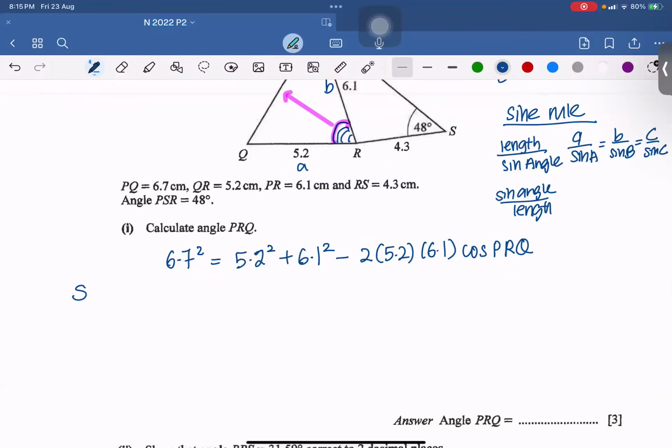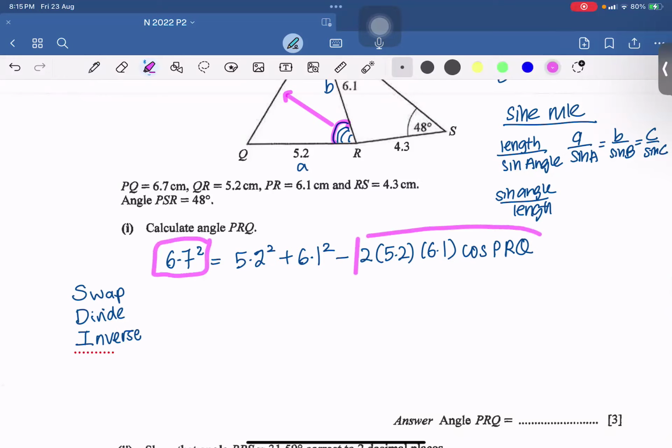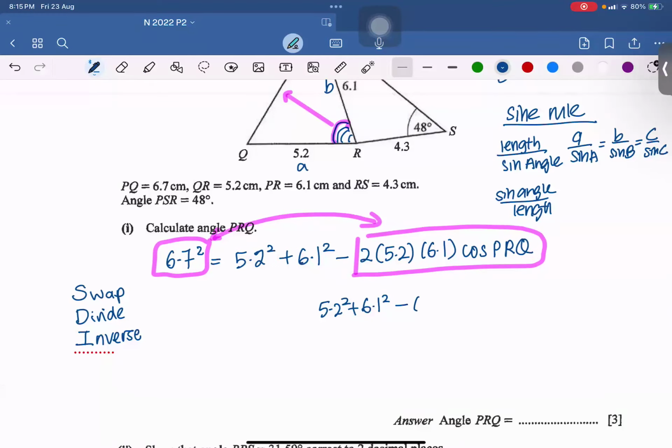Then we do 3 steps. Anyone remember? Move, Swap, divide, Inverse. Yes. Okay, so we swap. What do I need to swap? I swap this and this whole thing. Swap the position. So if I swap the position, I'll get 5.2 square plus 6.1 square minus 6.7 square.